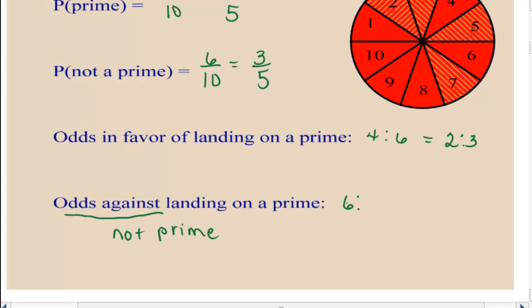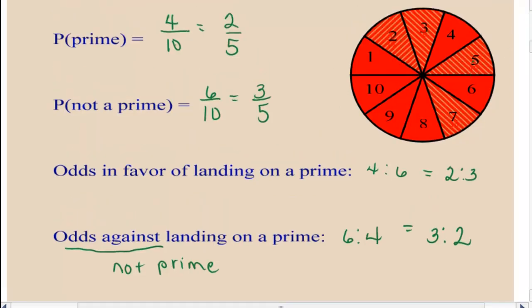And then we want to say 6, which are not prime, compared to the number that will add up to equal the total. What was our total? 10. And so 6 compared to what? Knowing that 6 plus whatever this is will add up to equal 10. 4. So simplify, what do you get? 3 to 2. So the trick with odds is that the two numbers add up to equal the total number of options. So in this case, we had 10 options, or 10 places we could land on. So 6 and 4 equal 10.